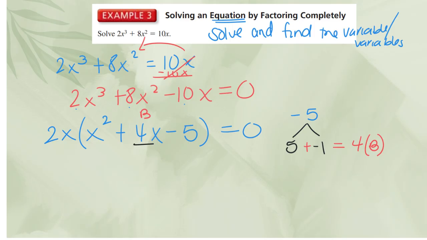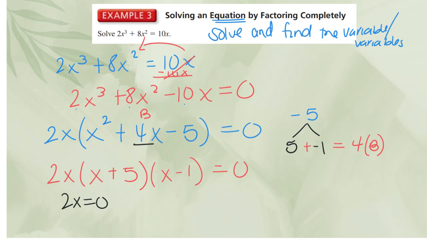So I'm left with 2x times x plus 5 times x minus 1 equals 0. I'm still solving. I just found it first in factor form. So we have 2x equals 0, x plus 5 equals 0, x minus 1 equals 0.